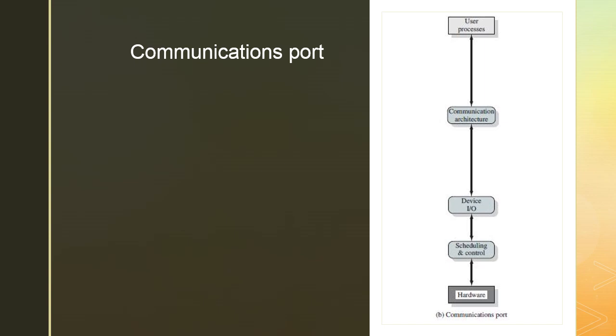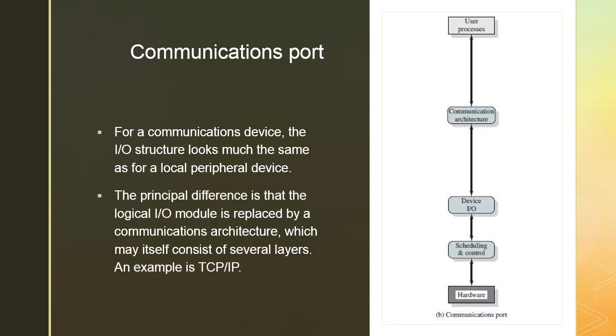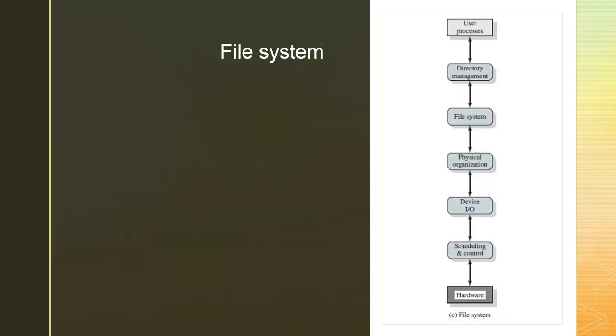Now let us look at a communications port. For a communications device, the I/O structure looks much the same as for a local peripheral device. The principal difference is that the logical I/O module is replaced by a communications architecture, which may itself consist of several layers. An example of a communications architecture is TCP/IP.